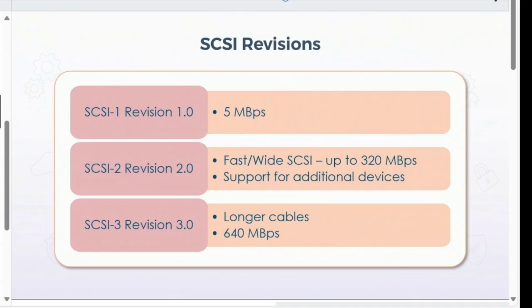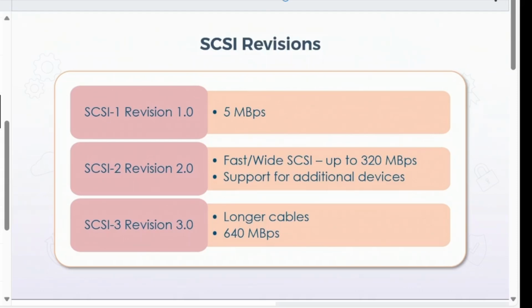So revision 2 increased the frequency and the number of bits per cycle significantly, resulting in what was known as fast and wide, where the fast refers to the increased frequency and the wide refers to more bits per cycle, achieving a significant jump in throughput all the way up to 320 megabytes per second in its latest form. So now we're into the gigabit range. That's about 2.5 gigabits per second. And again, this was still 25 years ago.